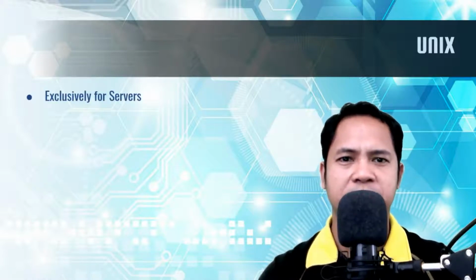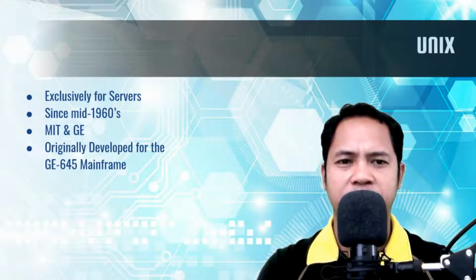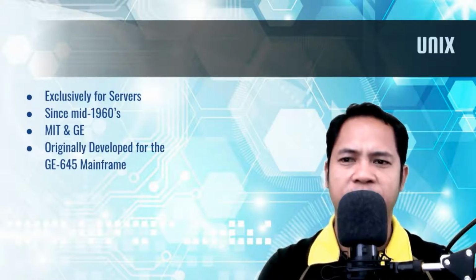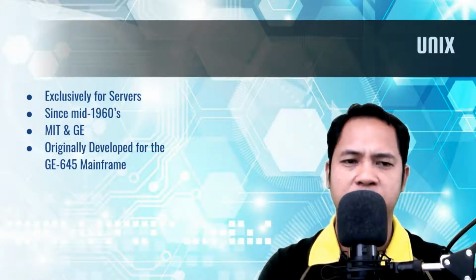Next is the Unix. This is where the idea of Linux OS was based upon. That is why they share a lot of similarities. It was first developed in the mid-1960s by a collaboration of the Massachusetts Institute of Technology and General Electric, or GE. It was originally developed for the GE 645 mainframe of General Electric.